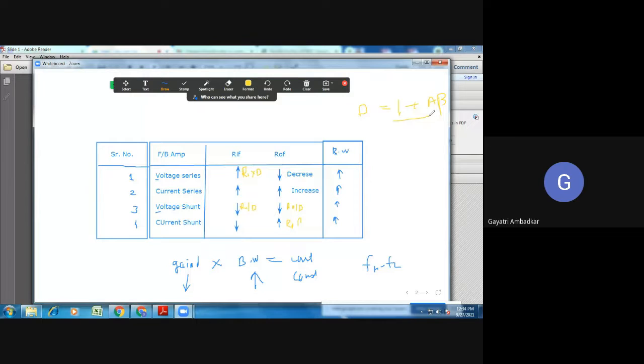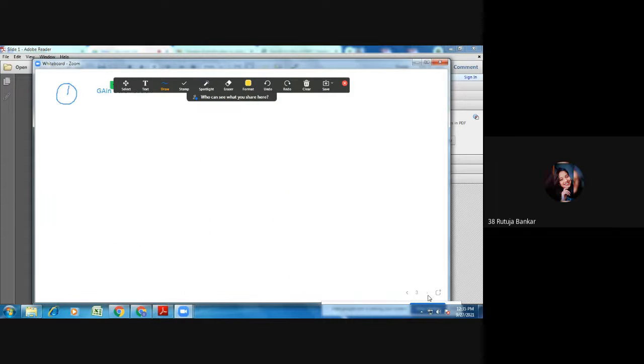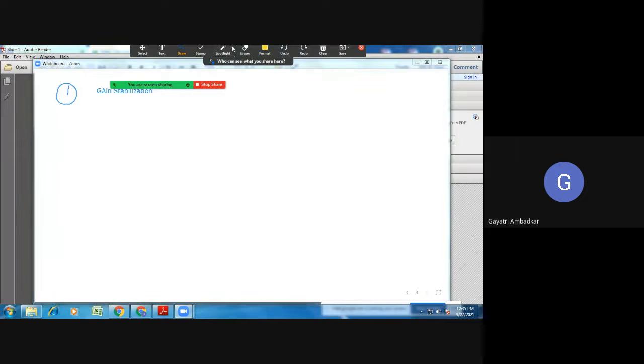Is it clear? Understood? Yes or no? How the input resistance and output resistance with feedback increase or decrease, or how negative feedback impacts the input and output resistance for different negative feedbacks. Is it clear? Yes, ma'am. Good. Now we will derive the equation for desensitivity.